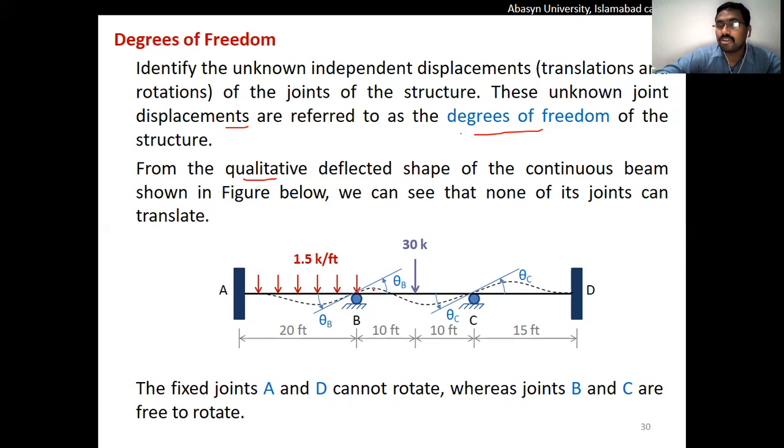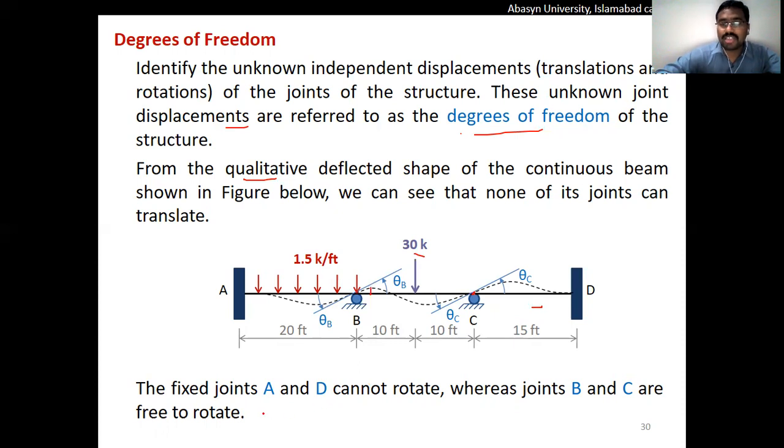So its value is going to increase slightly at point B. It will go up on the right side of point B, and then it will again move downward due to the point load of 30 kips. When it reaches point C, it will become zero, and ultimately it will move up in span C to D, because there is no loading in span C to D.